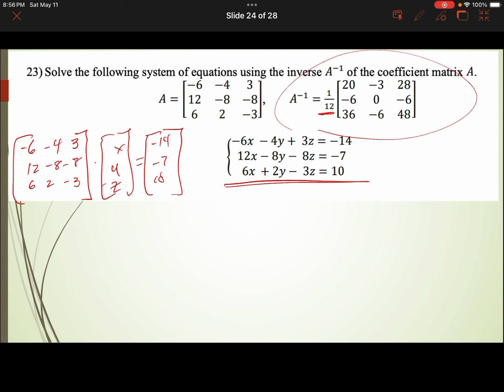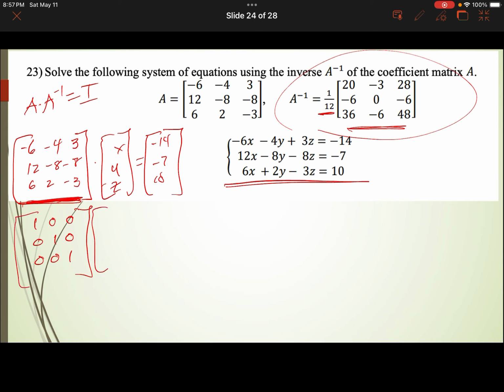So then when I multiply it by the inverse matrix, I'm going to save the 1/12 until after I multiply it because it's easier to do. So I'm going to multiply my inverse by this one. But remember, A times the inverse is going to be the identity. So I'm not actually going to multiply this out because I know that it's going to be the identity times xyz. And then I put the inverse.